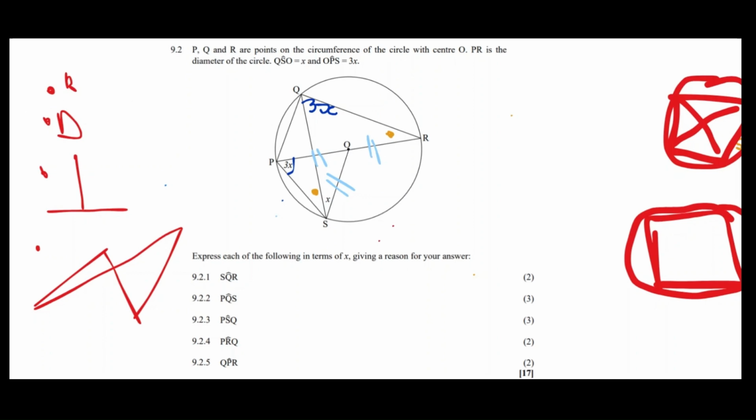Now we see something that we can actually apply to this specific question. We see that POS is an isosceles triangle.